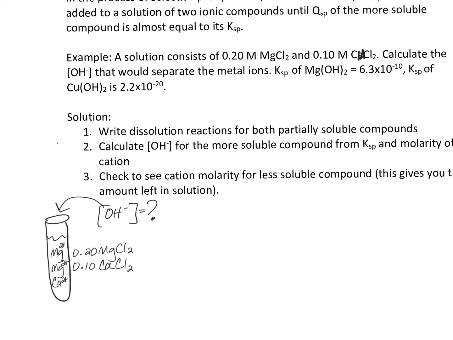To know that, you're going to look at the Ksp values. So the Ksp of magnesium hydroxide is 6.3 times 10 to the negative 10, and then the Ksp of copper hydroxide is 2.2 times 10 to the negative 20. This really, really small negative compared to this negative exponent means that copper hydroxide is going to start precipitating first. So this will precipitate first because it's less soluble.